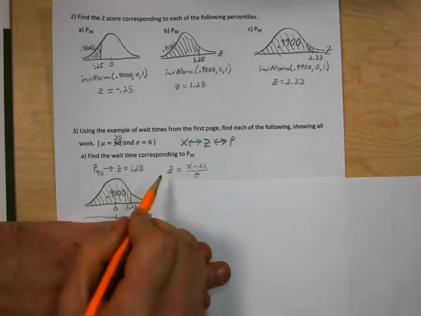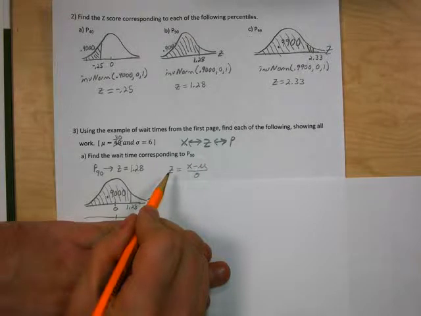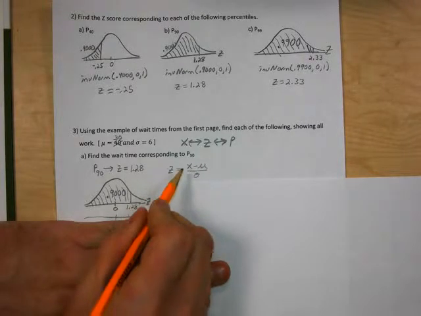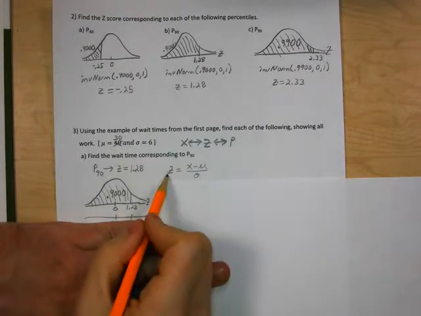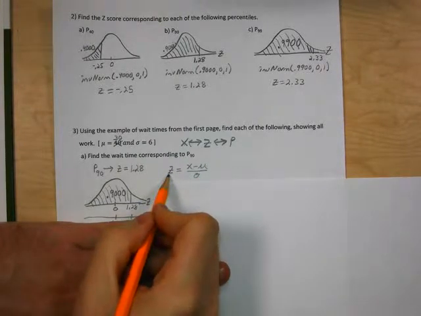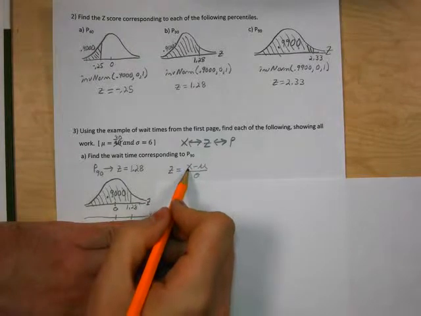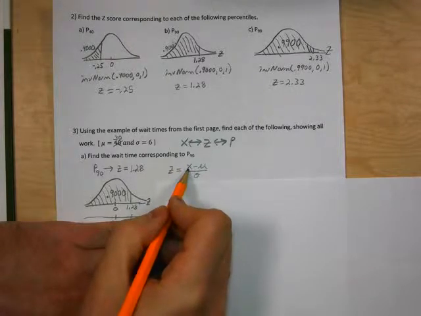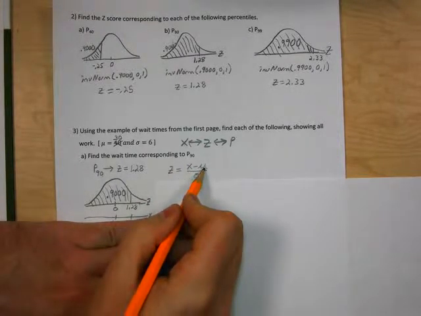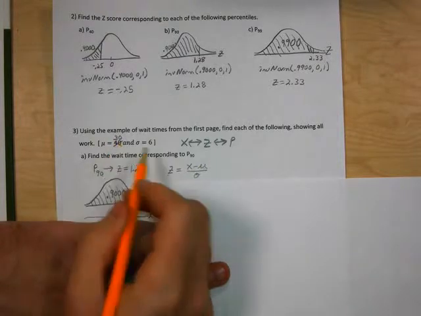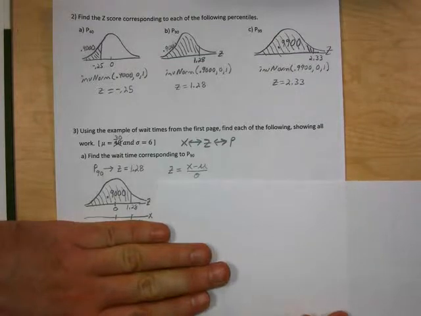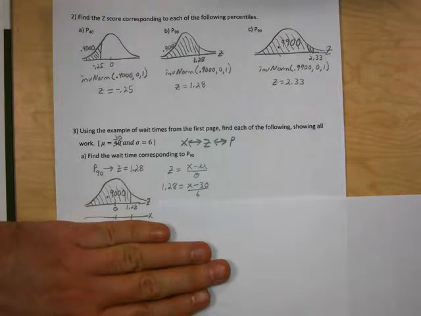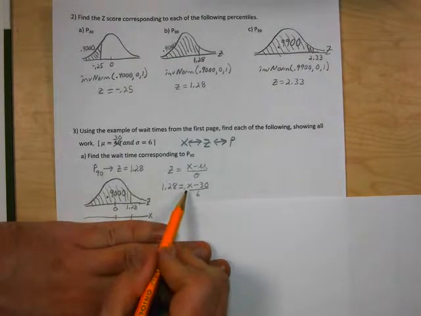So we're going to use our z formula that always is true. z equals x minus mu over sigma. Well, z, now we know, is 1.28. x is the wait time, which we don't know. Mu is the mean, which we know is 30 minutes. And sigma is the standard deviation of 6. So we plug in the values that we know, and we're trying to find the wait time x.